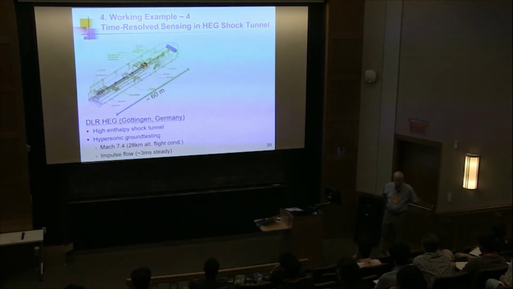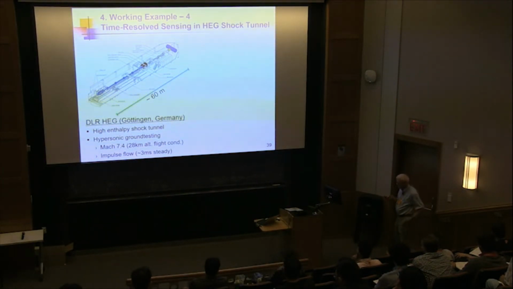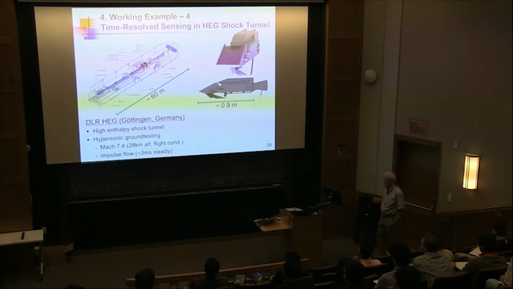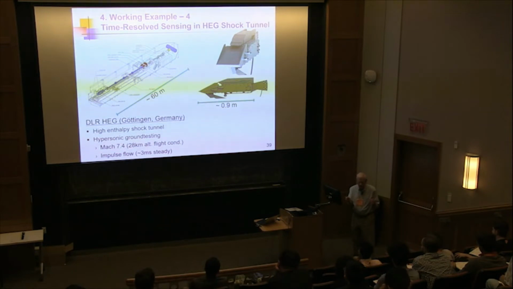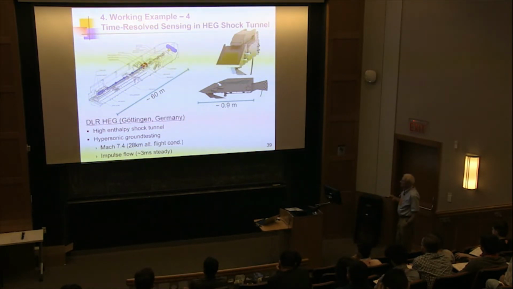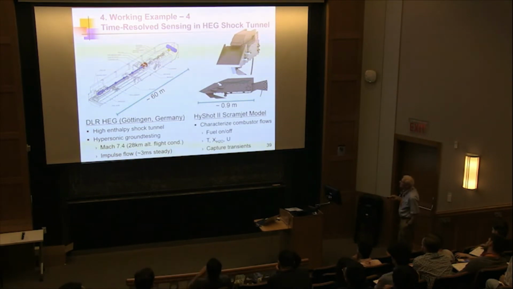And all of this is to get a short burst of very high speed flow that you use to test aerodynamics. This is called an impulse facility. So you live with the fact that for a short period of time, with shock waves and so on, you can generate really high temperatures and high speeds, high enthalpies. But you're going to have to make measurements really fast. Even this big one only has 3 milliseconds of time.